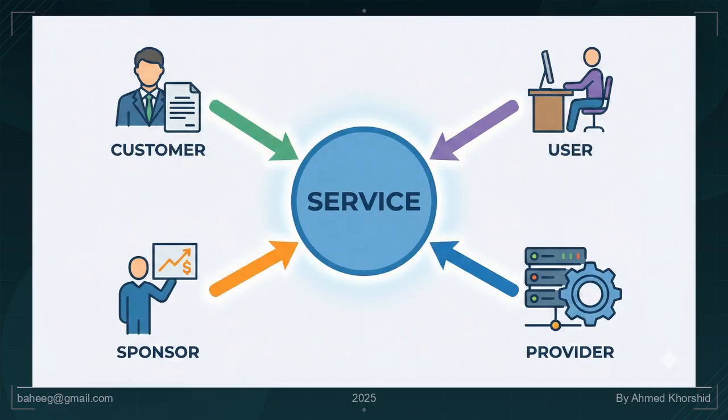Figure, extra detailed AI-ready prompt for AI-generated diagram showing a central service bubble. 3 arrows point to it from labeled icons: a customer, business person with a contract, a user, person at a computer, and a sponsor, person with a budget chart. A 4th arrow from a provider, server gear icon, connects to the service. The style should be clean, modern, and flat icon-based, emphasizing the distinct connections to a single service.